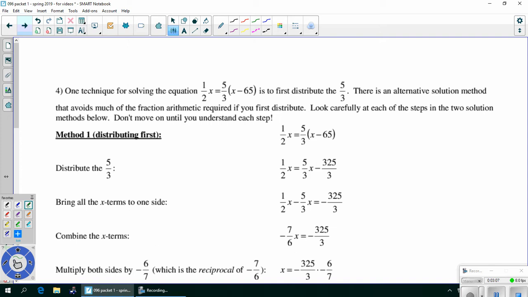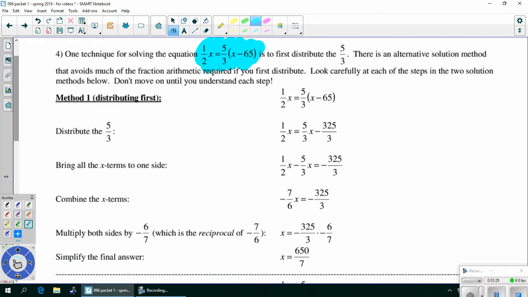One technique for solving this equation, so this monstrosity is the thing we'll be working on this page: 1/2 x equals 5/3 times (x minus 65). So one way is to first distribute the 5/3. There is an alternative solution method that avoids much of the fraction arithmetic required if you first distribute. But let's try the distributing way first. Hopefully I can convince you that it's hard, and then we'll see if we like the other way better.